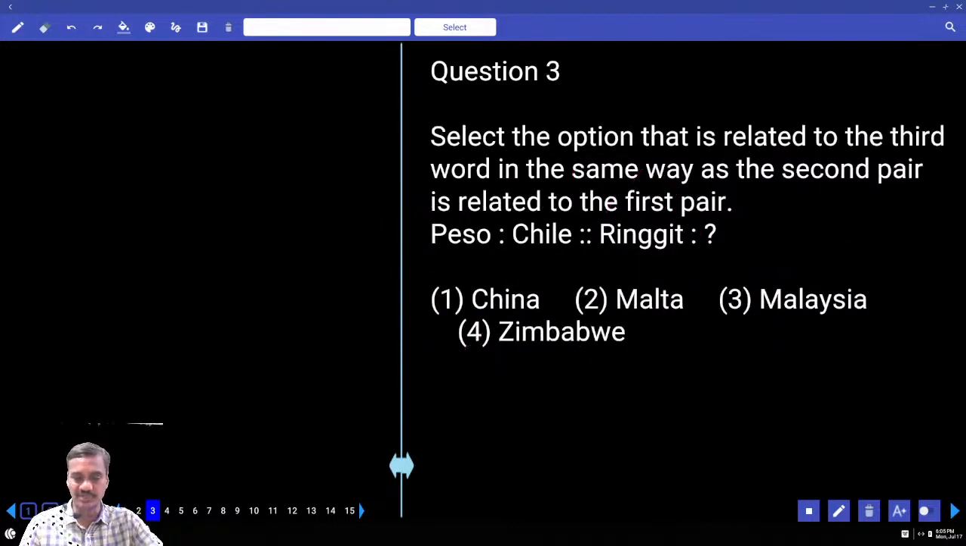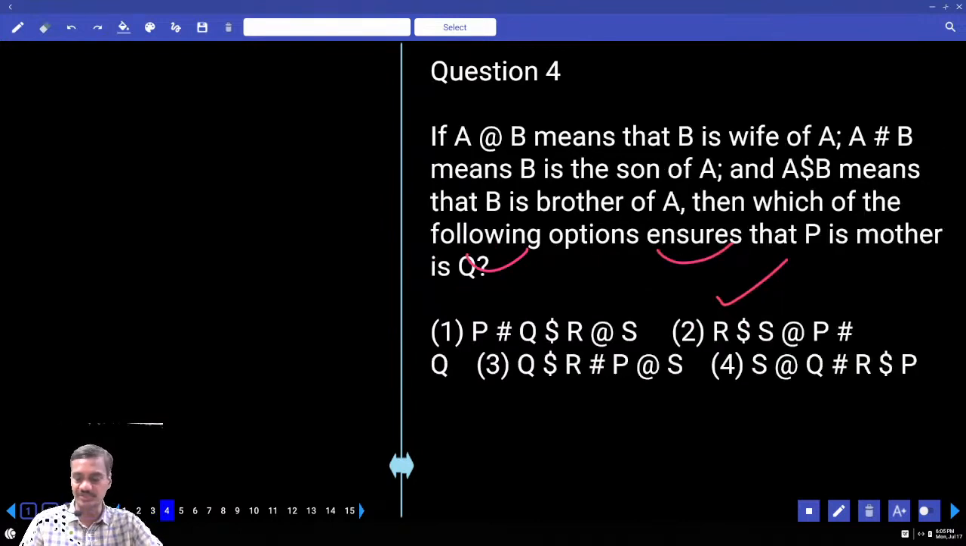Now in this question number 3, peso and Chile. What is the relation between these two? The currency of Chile is peso, and similarly ringgit is the currency of Malaysia. Malaysia, that is choice 3.